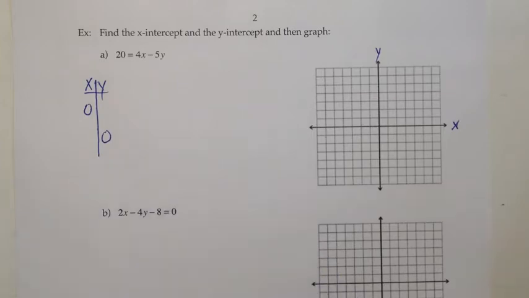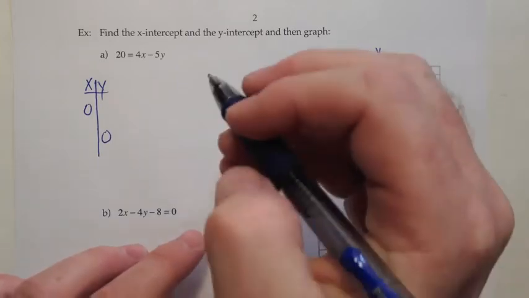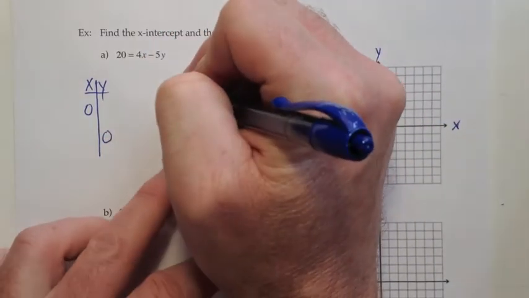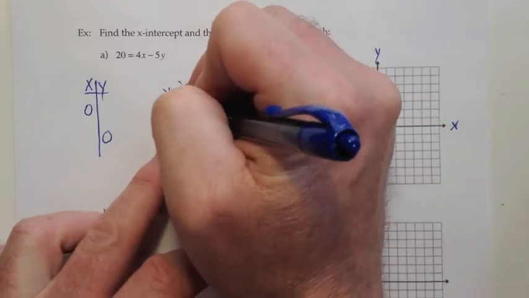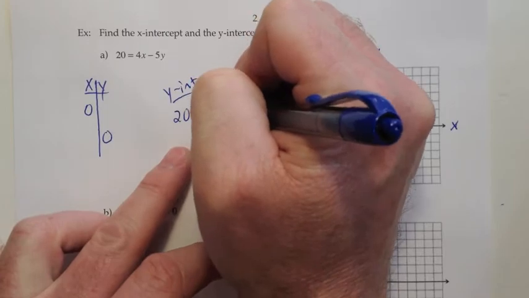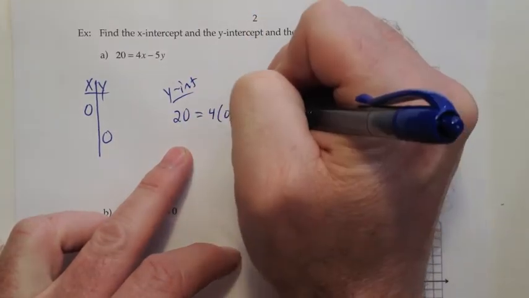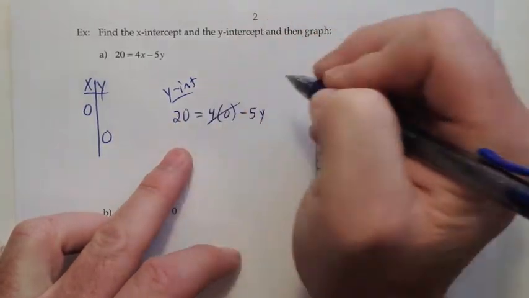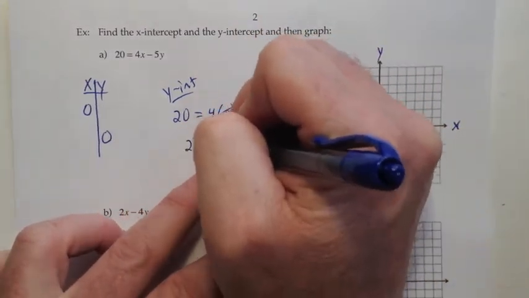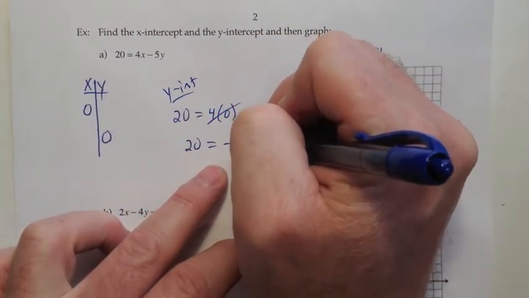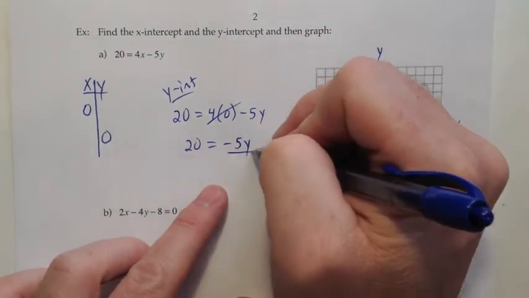So let's just take those two steps and see what we get. So first a 0 for X, so I'm looking for the Y-intercept right now. That would be 20 equals 4 times 0 minus 5Y, so this just cancels out because of the 0. So we get 20 equals -5Y, and then we would divide both sides by -5.